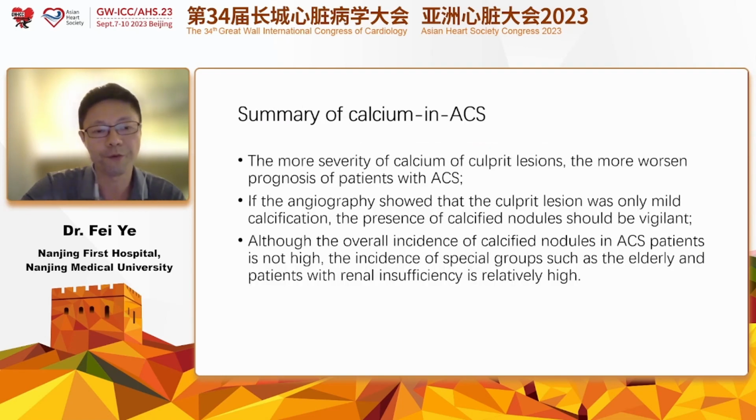So, summary for the calcium in ACS: the more severe the calcification of the culprit lesion, the worse the prognosis of patients with ACS. If the angio showed that the culprit lesion had only mild calcification, the presence of calcified nodules should be watched for. Although the overall incidence of calcification in ACS patients is not higher, the incidence in special groups such as the elderly and patients with renal insufficiency is relatively higher.